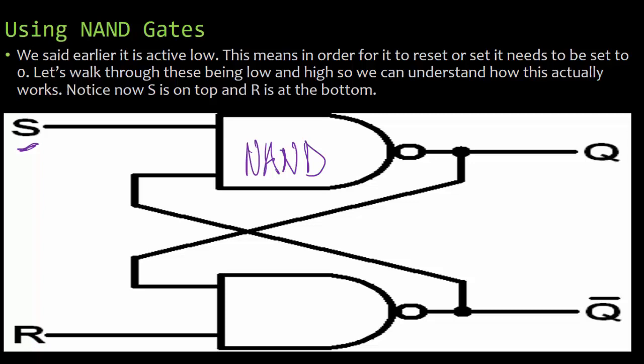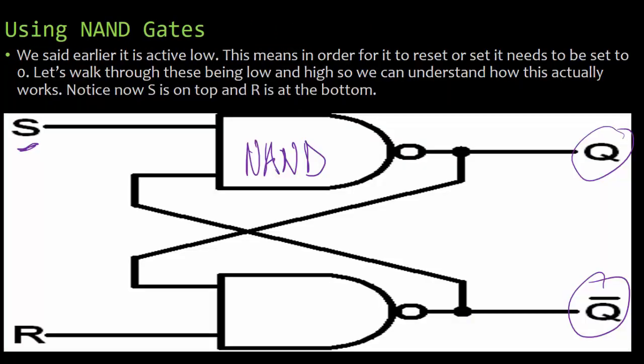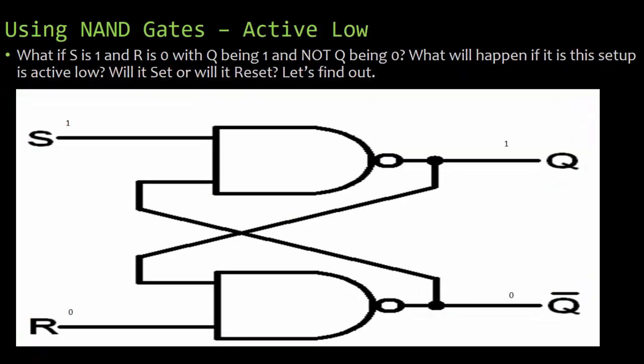And it does matter. You cannot just say, well, it doesn't really matter which one's on the top because they're both going through NAND gates. Yes, it does. In this one, S is corresponding to Q. R is corresponding to not Q. If we go back to the NOR gates, R was corresponding to Q, S was corresponding to not Q. So it's important to remember that. When you're using NAND gates, S corresponds to Q, R corresponds to not Q. All right, so let's jump in.